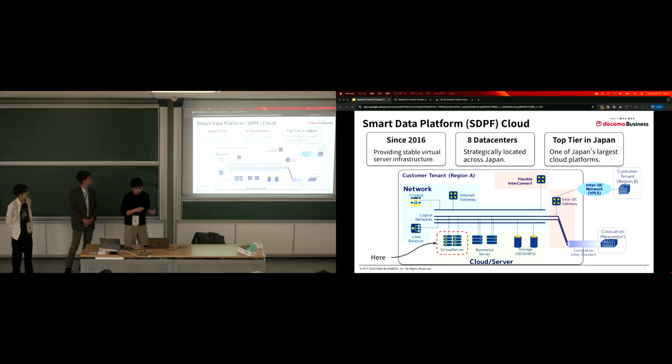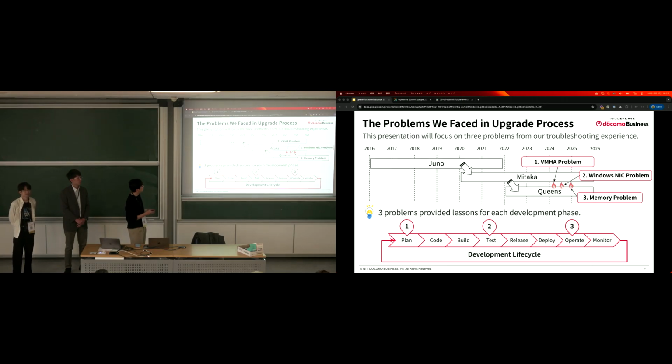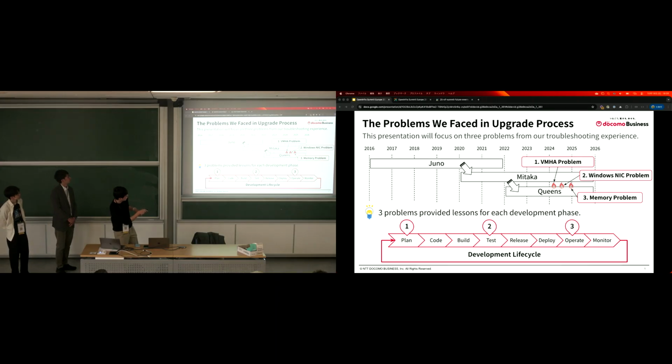This slide shows an example of a tenant environment. In this platform, we provide basic services on servers, storage, and networking. In this presentation, we will focus on these virtual server services. We have upgraded our OpenStack version twice. First from Juno to Mitaka, and then from Mitaka to Queens.